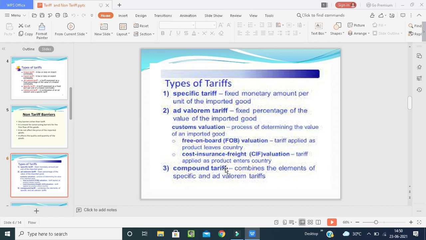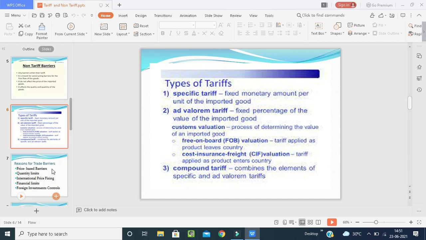Now, cost, insurance, freight. That means this kind of tariff is applied as the product enters the country. Once it enters from the domestic country into the host country, then this kind of tax will be levied. Now, compound tariff. It is a combination of two elements, both specific and ad valorem tariffs.